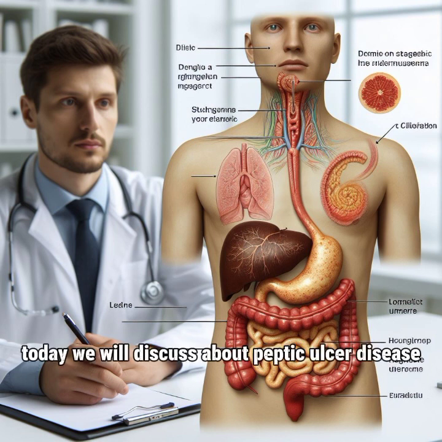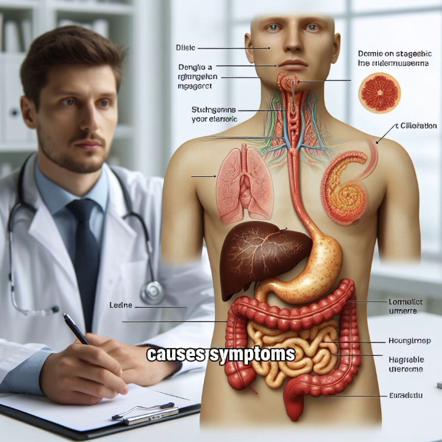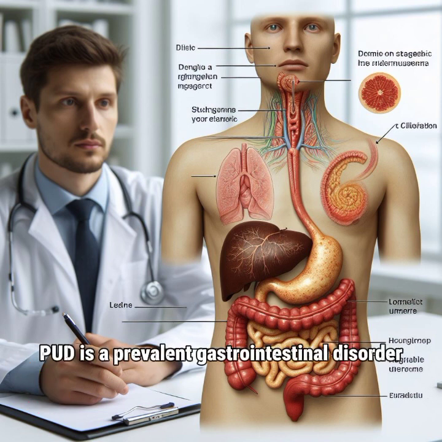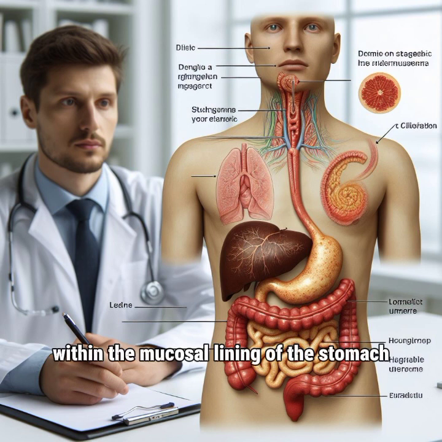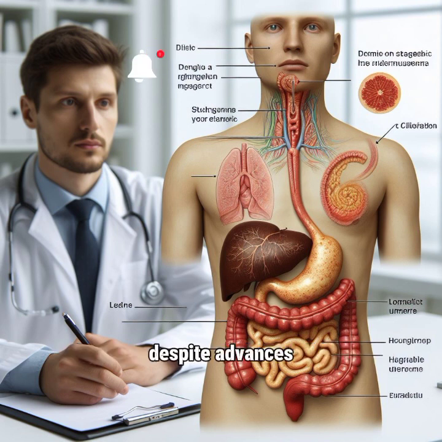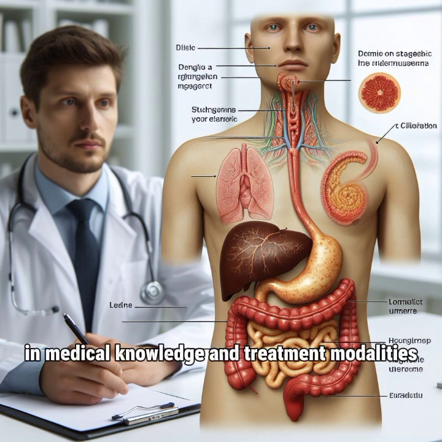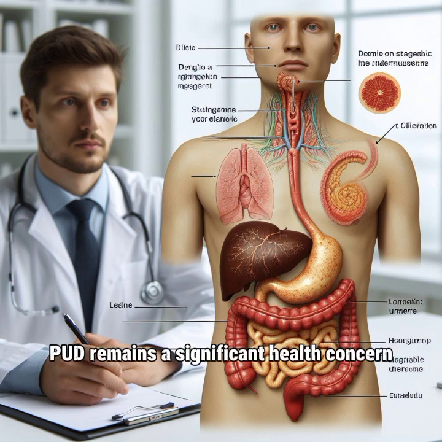Today we will discuss peptic ulcer disease: causes, symptoms, diagnosis and treatment. Peptic ulcer disease, PUD, is a prevalent gastrointestinal disorder characterized by the formation of open sores within the mucosal lining of the stomach or the proximal part of the small intestine. Despite advances in medical knowledge and treatment modalities, PUD remains a significant health concern, affecting millions of individuals worldwide.